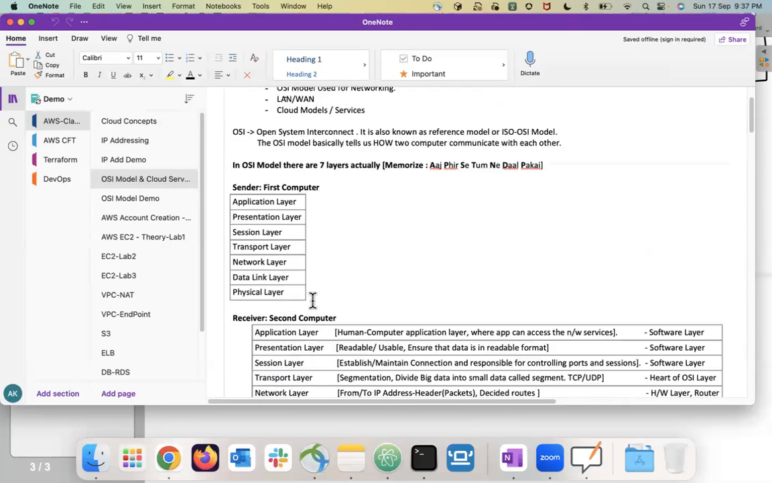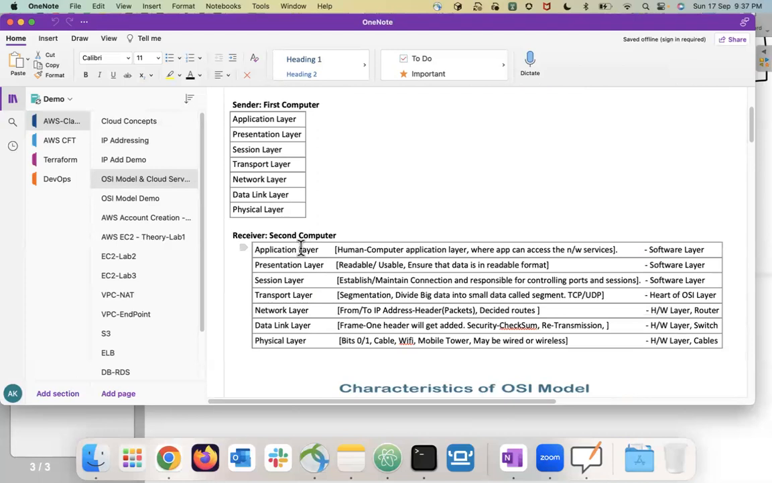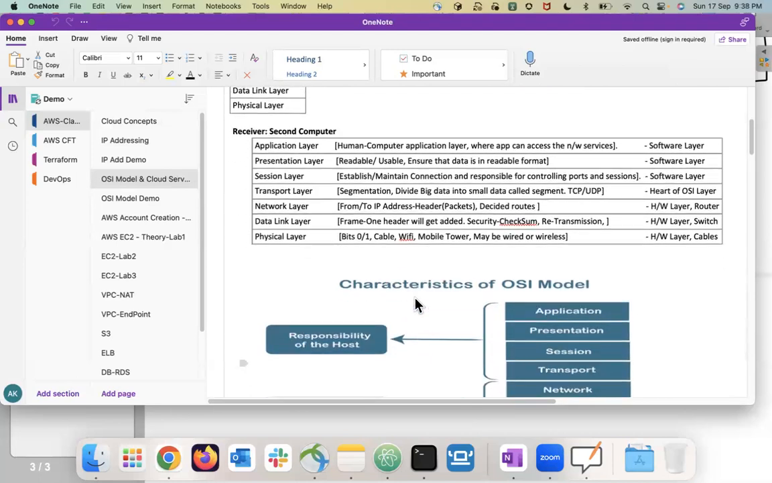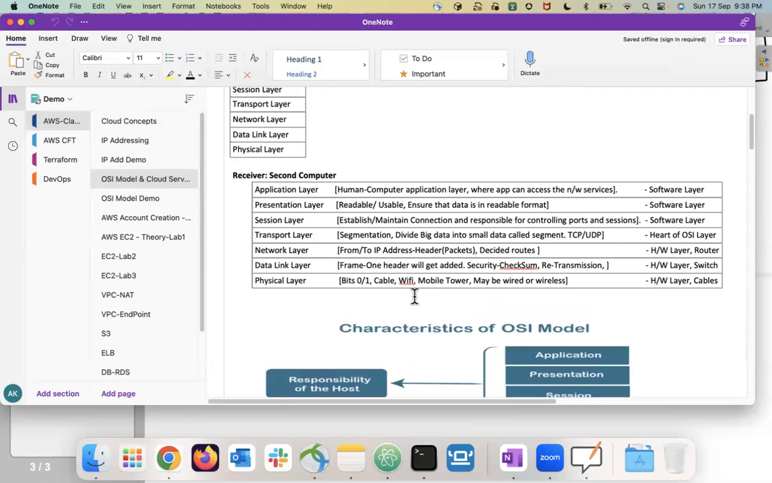So this is the OSI model. I will just read what each layer does. The application layer is the topmost layer, then the presentation layer, session layer, transport layer, network layer, data link layer, and physical layer. The physical layer is the bottom layer, the last layer. This is important, then we can close for today. From the next class, we will start. What is the function of the application layer as part of OSI? It is the human-computer layer, where apps can access the network services.